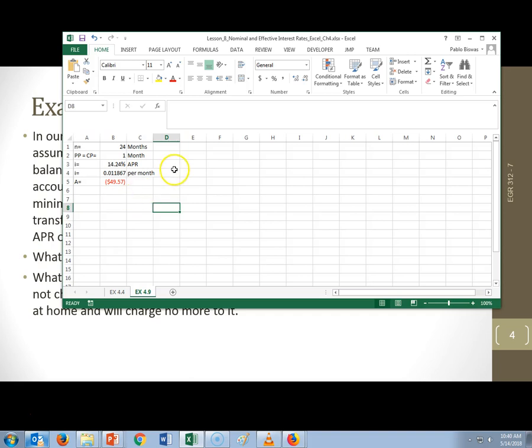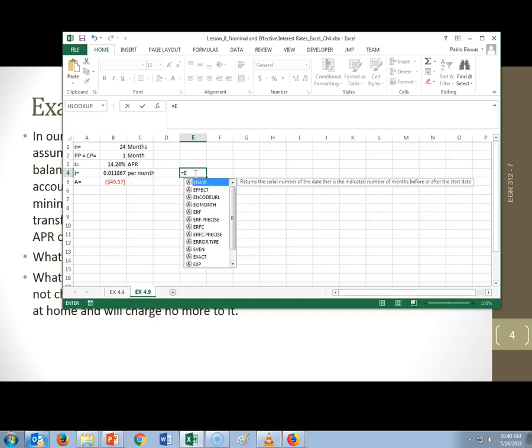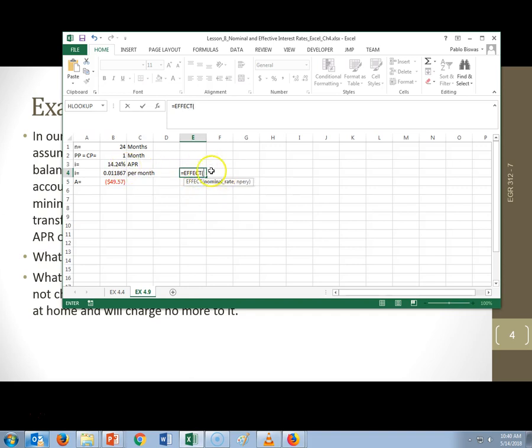Alright, now another thing I would like to add in this particular case. What is the effective interest rate that he is paying? Okay, so if we use the effective interest rate equation, effect, in this case the nominal rate is 14.24, and the number of compounding periods is 12 months. Okay, if I do that, see, this is the interest rate he is paying.